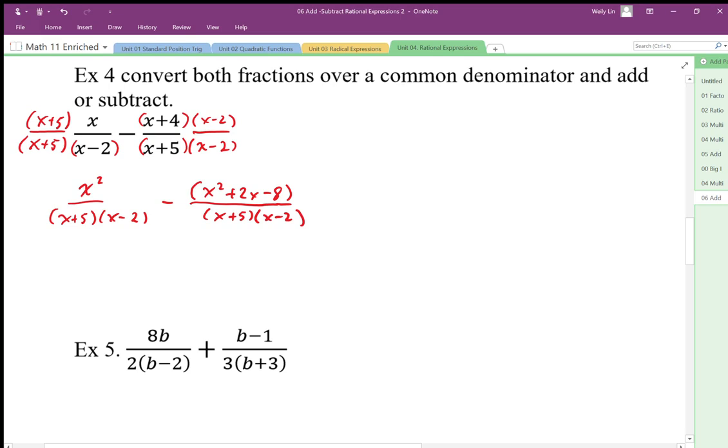Now I did forget to state the restriction, although it didn't ask for restrictions. There are restrictions on this fraction because, again, remember, we cannot divide by 0. So x cannot be equal to 2 or negative 5. Okay, so this is, again, our domain restriction.